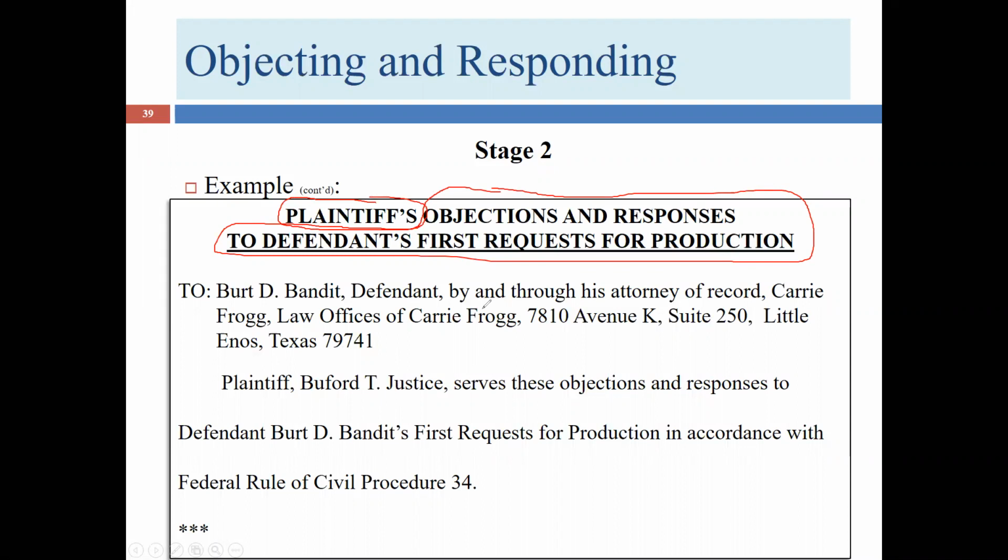Then we have who we're sending it to. Again, we're sending it to Bert D. Bandit, but we're not sending it directly to him because he's represented by Carrie Frog. So we're actually going to send it to Carrie Frog. And here we have our preamble. Plaintiff Buford T. Justice serves these objections and responses to defendant Bert D. Bandit's first request for production in accordance with Federal Rule of Civil Procedure 34.